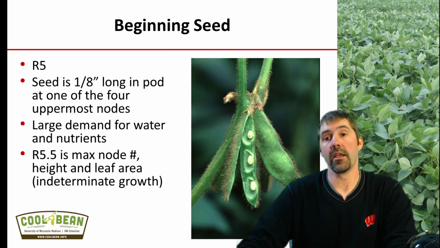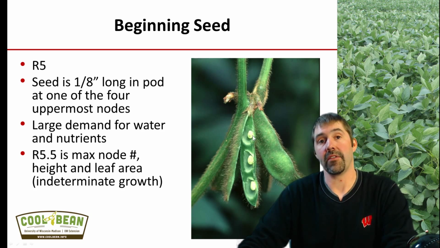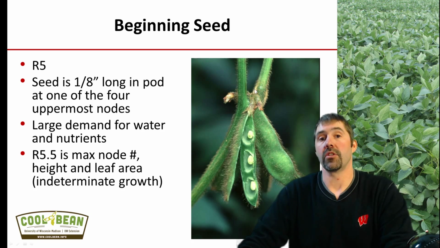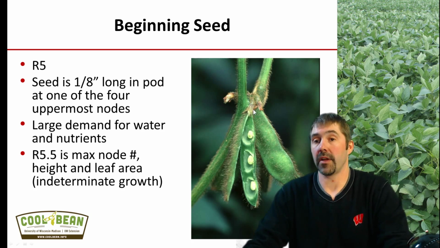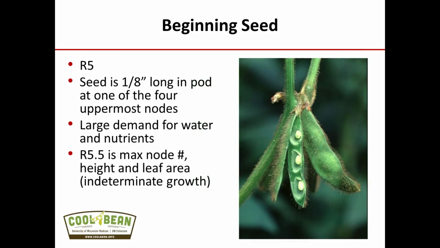which is R5. This is when, if you split a pod open, the seed is about 1/8 of an inch long in a pod at one of those 4 uppermost nodes. There's a large demand for water and nutrients at this R5 growth stage, and this is really a time when you start to maximize height and leaf area.